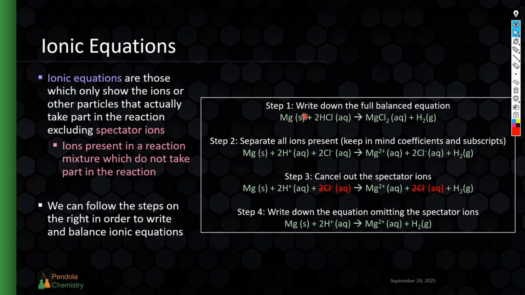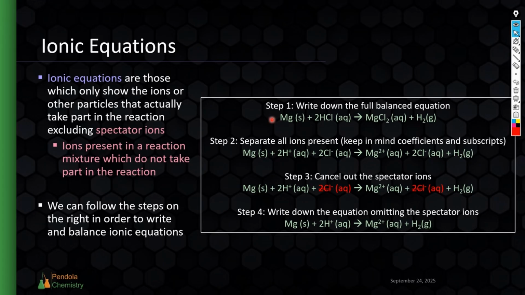Magnesium, which is a solid, and again, why is it a solid? Use your logic. Magnesium's a metal. The only metal that's not a solid is mercury, so this is a solid. Plus 2HCl aqueous. Why is this aqueous? It's an acid. Acids are always aqueous. Yields MgCl2 aqueous. Why is this aqueous? It's an ionic compound, but we have water because we already said this was aqueous. So magnesium chloride being soluble is going to be aqueous. Plus H2 gas. Why gas? Because hydrogen is one of those common gases we need to remember. So this is the full balanced equation.